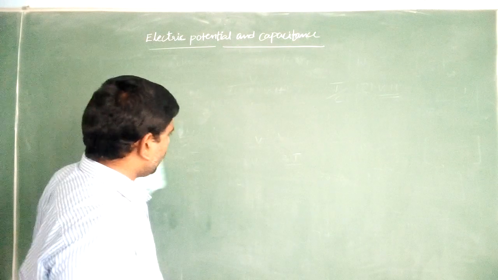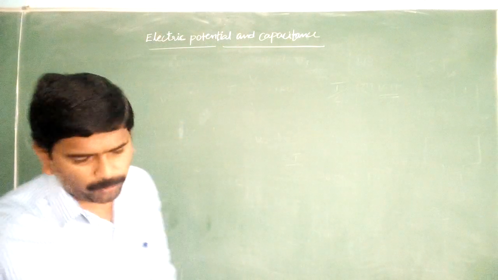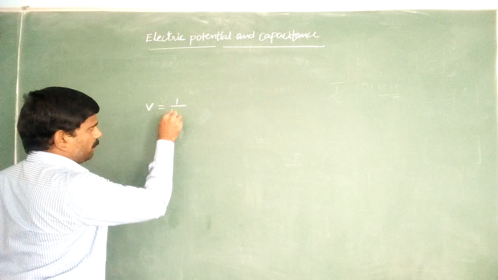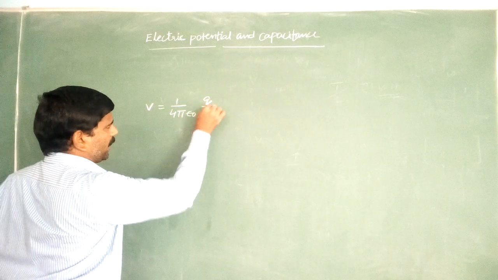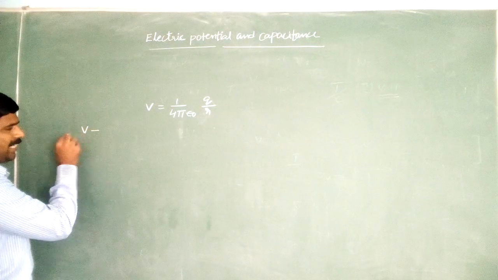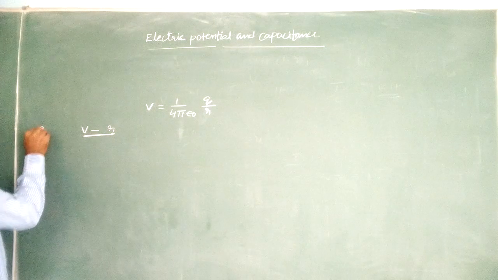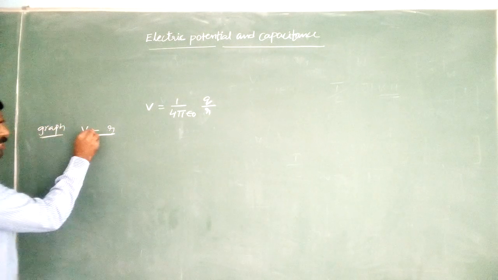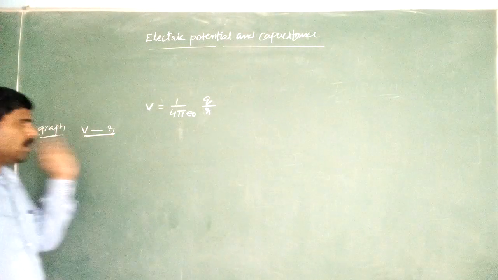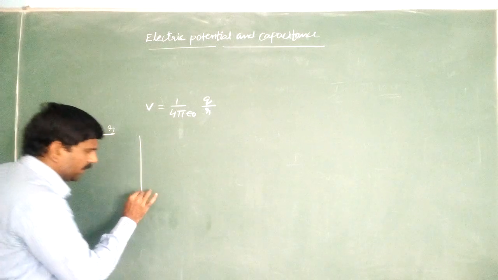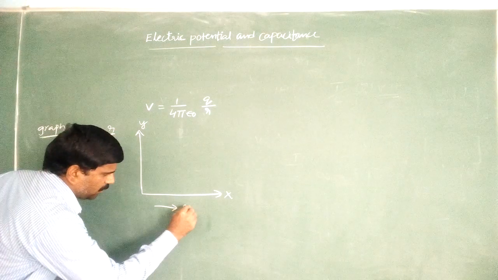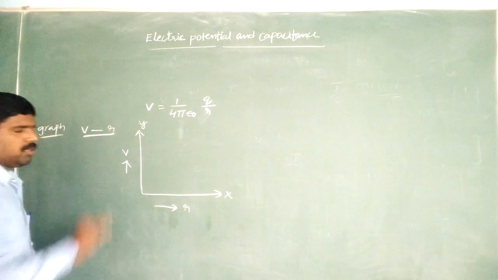Next, we already derived the expression for the electric potential due to the point charge. That is, V is equal to 1 by 4 pi epsilon naught into Q by R. Right now we draw the graph between the potential and the distance, the VR graph, not velocity and distance, potential and distance. Take R on the x-axis, and potential on the y-axis.